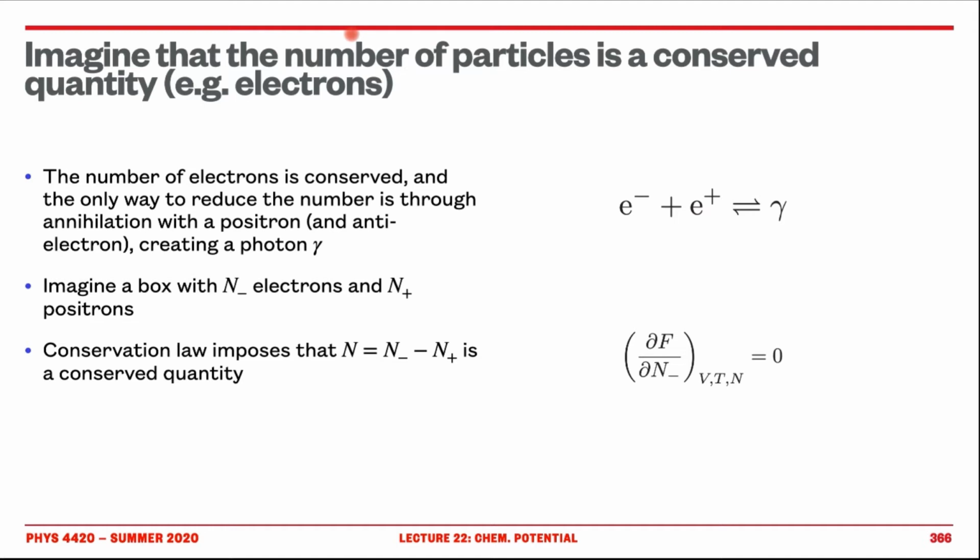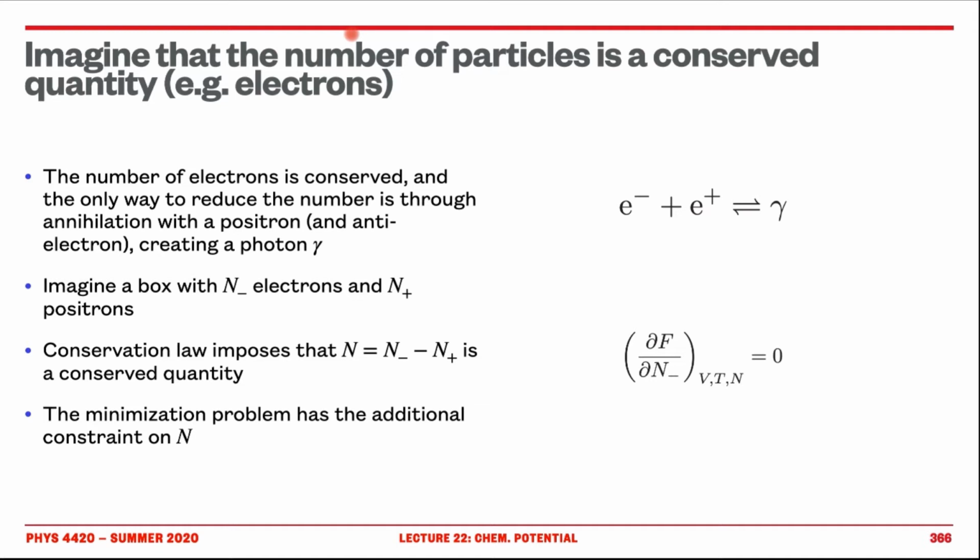So that means that because it's a conserved quantity, at constant n, the derivative of the Helmholtz function with respect to the number of electrons is going to be equal to zero at equilibrium. So what we need to do now is to again minimize the Helmholtz function, but with the additional constraint on the number n. So that's what's very important here. We have added a constraint.